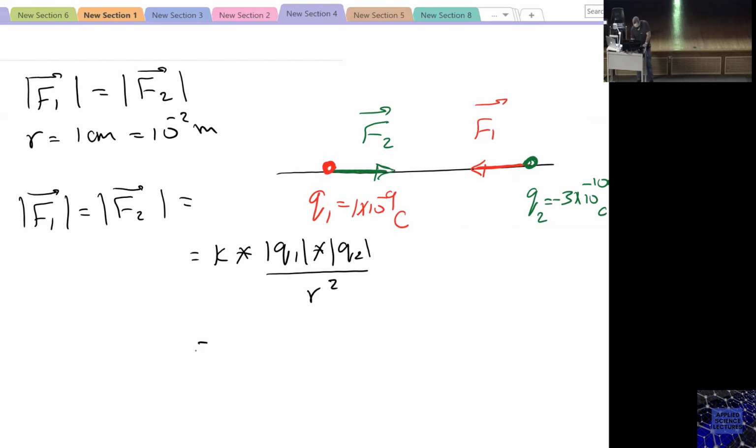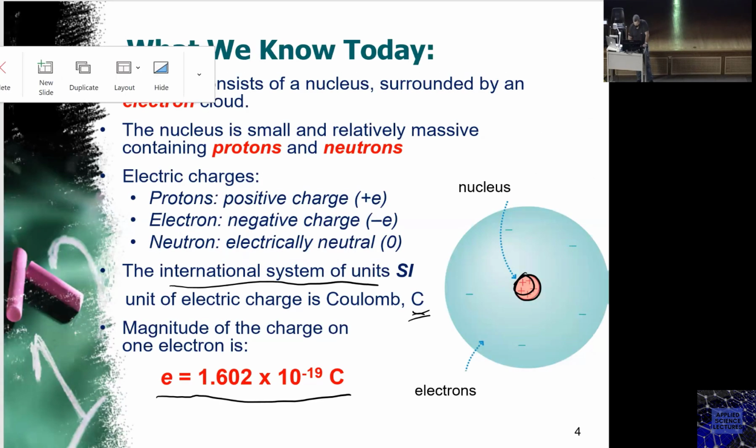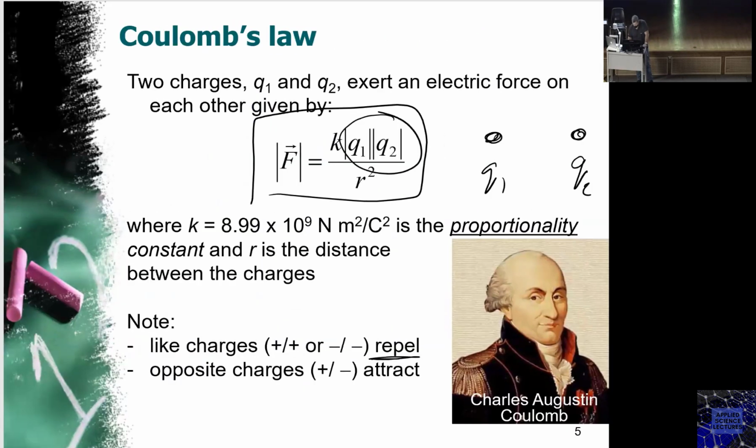So if I am now to substitute, I have 8.99 10 to the power 9, that probably here. We forgot to mention that this K is called the proportionality constant, and it's given as 8.99 10 to the power 9 Newton meter squared per Coulomb squared.